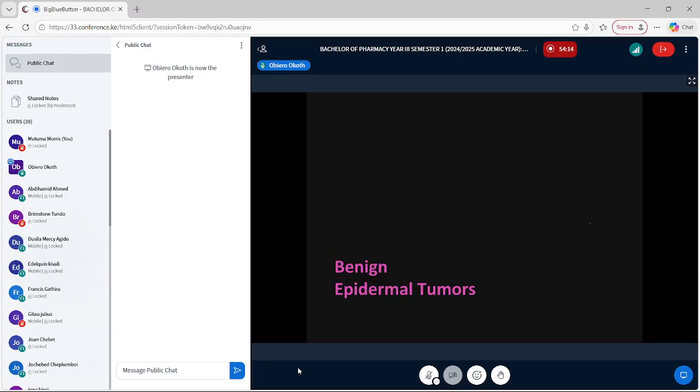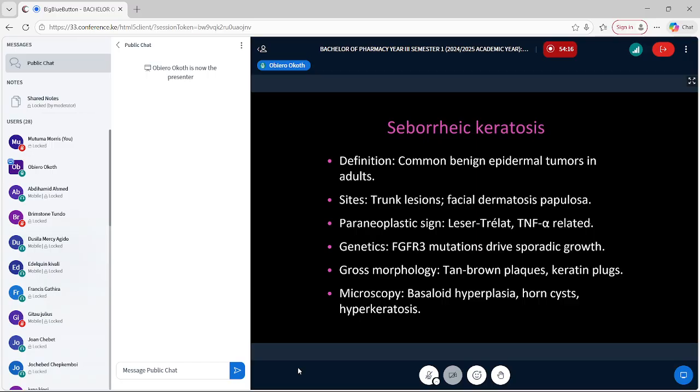Okay, the next one, you can have benign epidermal tumors, seborrheic keratosis. These are benign epidermal tumors in adults. You find them mostly on the trunk, and sometimes they could be a sign, meaning this patient has some form of carcinoma, some form of a malignancy. Then you get tumor necrosis factor alpha being released.